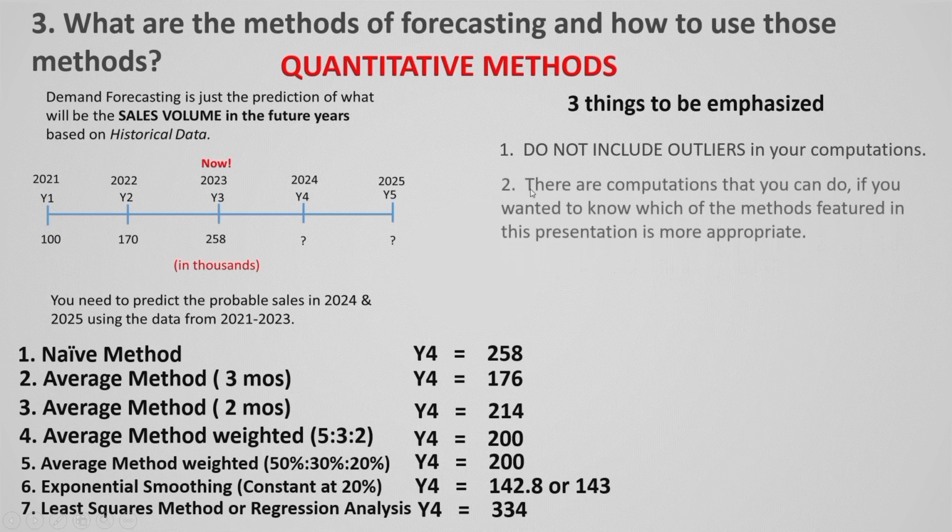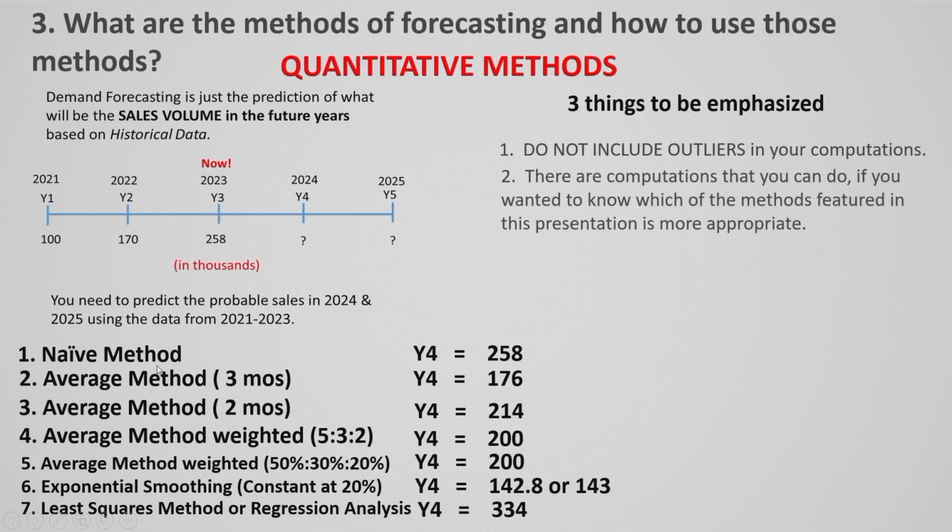Number 2 is that in answering which of the methods you should use, there are computations that you can do if you want to know which of the methods featured in this presentation is more appropriate in your company. And that would be presented next. And lastly, there are also qualitative methods of forecasting, which are appropriate for companies with new products to be launched. Because if the product is new, then there will be no historical or past data. So, if there is no historical data, you cannot use these quantitative methods. And that would also be presented next.